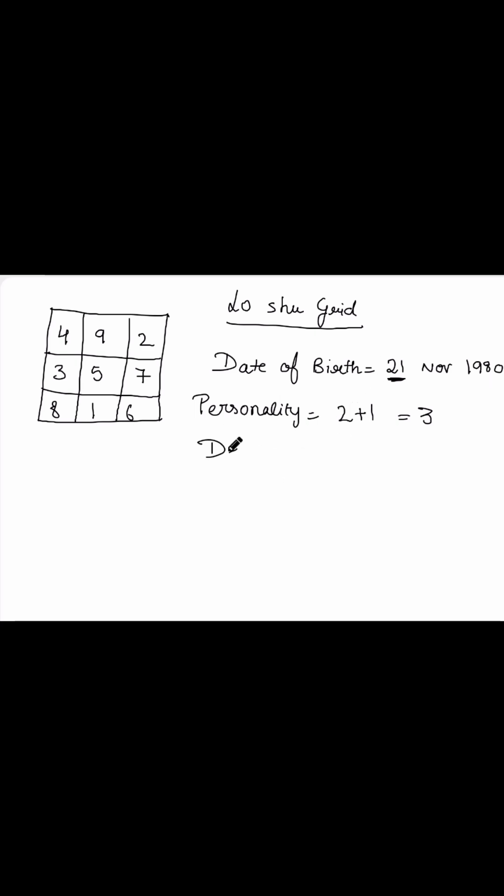Now, if I talk about the destiny number, destiny will be the sum of the entire date of birth. 2 plus 1 plus 11, November is the 11th month, plus 1 plus 9 plus 8 plus 0. So we got 2 plus 1, 3, 4, 5, 6, and 9, 15, and 8, 23. We got 23. When we sum up 2 plus 3, it becomes 5. So the destiny number is 5.